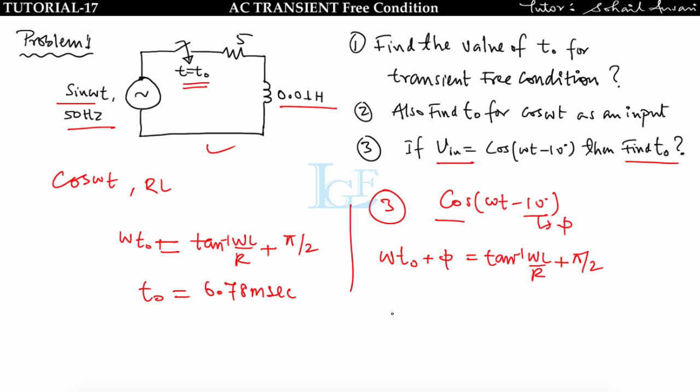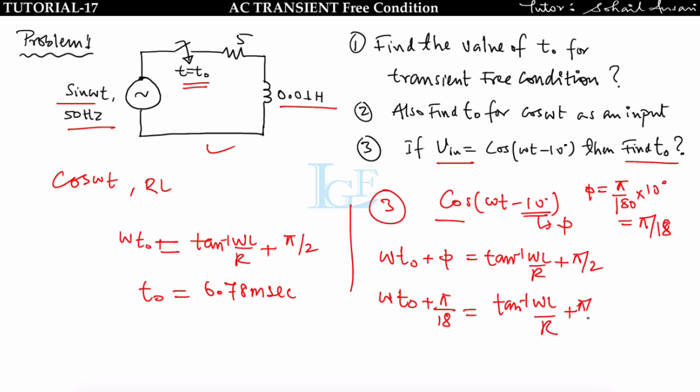plus pi by 2. Now we have to put the value of phi in radian. Here it is given in 10 degree. So phi in radian is calculated by pi by 180 into the degree, so you will get pi by 18. Put the value of omega, phi, L and R in this equation, and you will get t naught is equal to 7.3 millisecond.